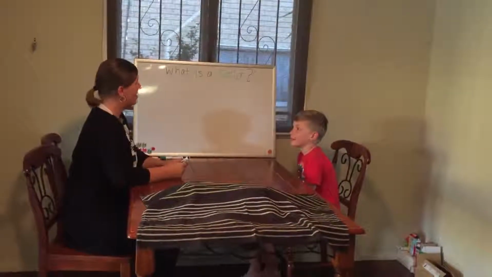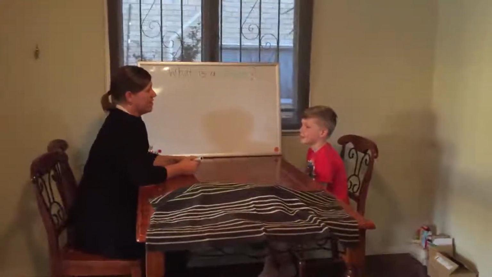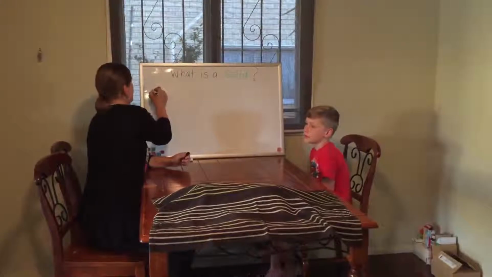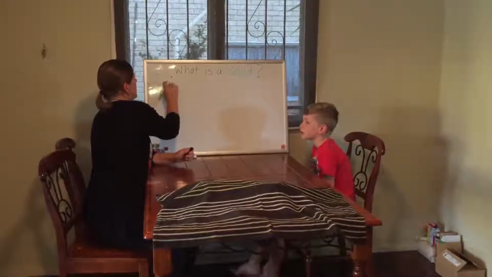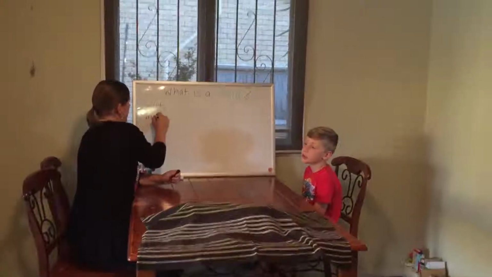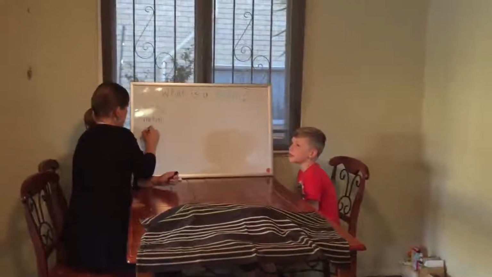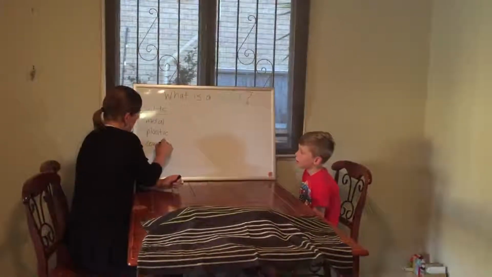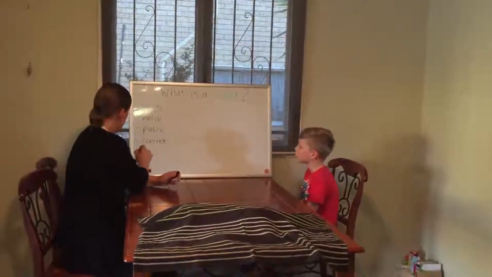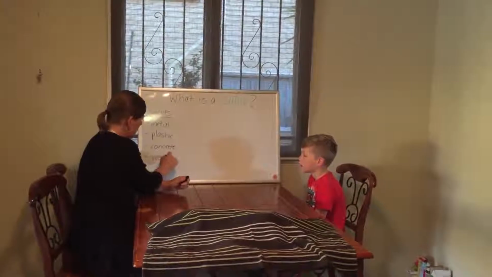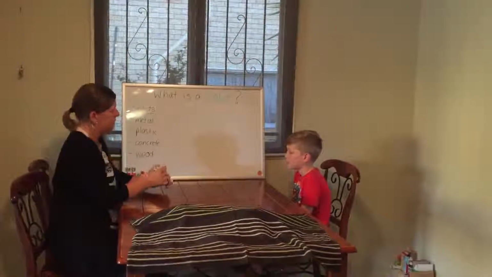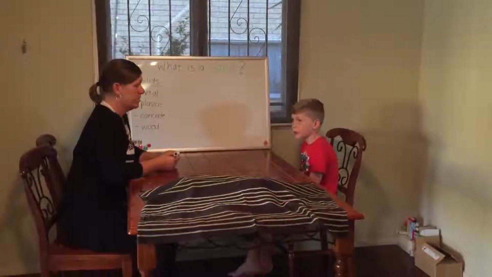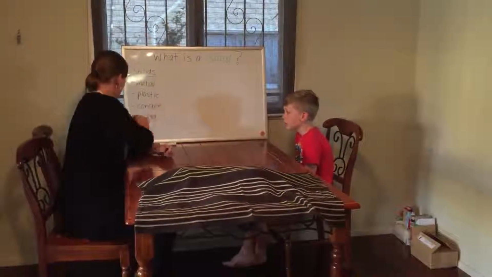Today we're going to be talking about solids. Can you tell me something that's a solid? Metal. Metal? Yeah. What else? Plastic. Plastic is a solid. Concrete. Yeah. And wood. And wood. Anything else you can think of? No. Nothing else? Okay. Rubber. Rubber. Okay.